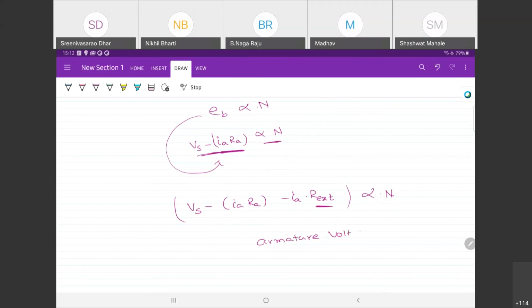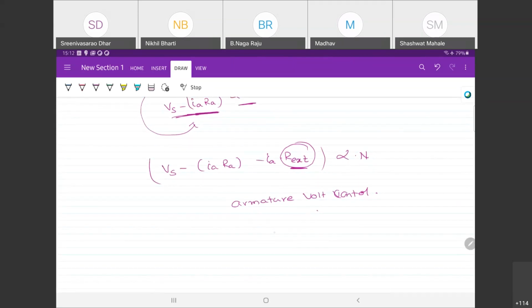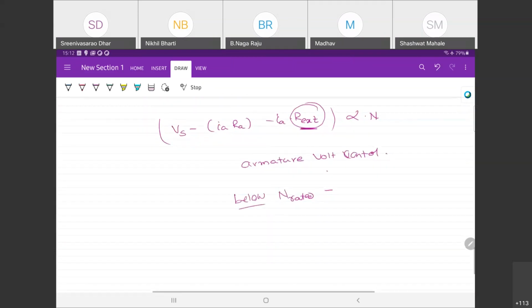So this is known as armature voltage control. You're aware of this, right? With the external resistance there will be some voltage drop, so the available power to the machine will be reduced. By using this, you can obtain the speed. If this is the rated speed, you can always obtain below rated speed.